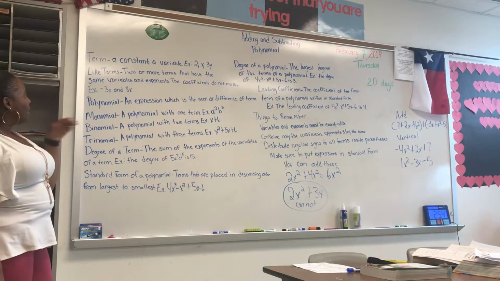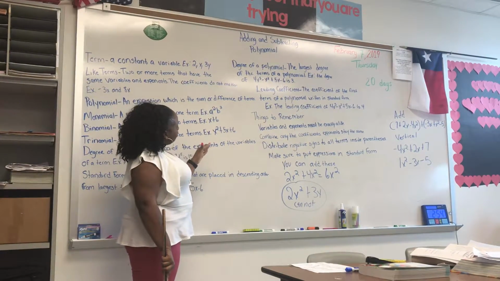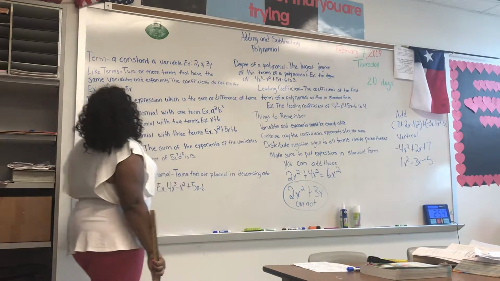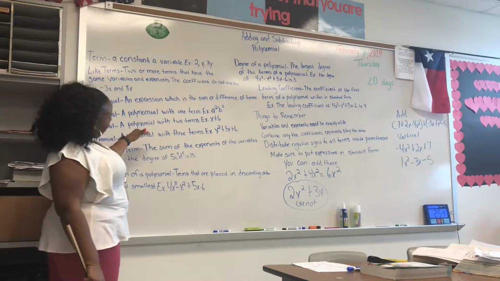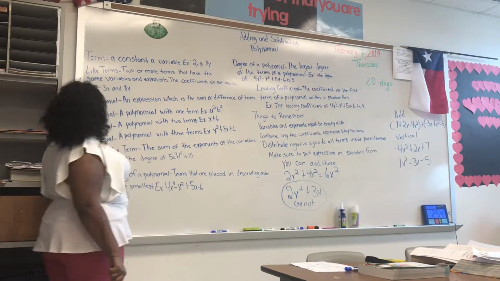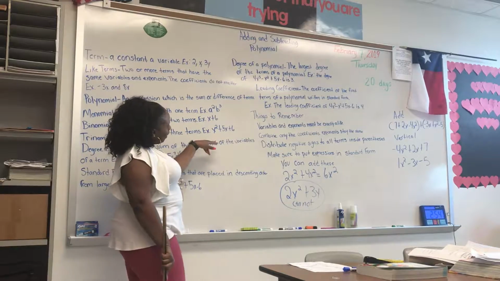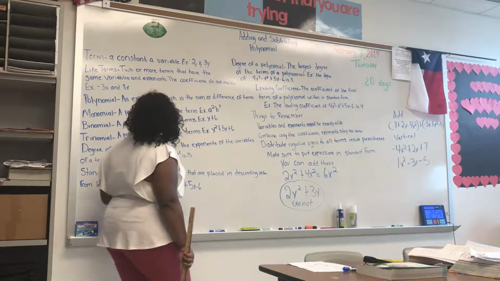A monomial is a polynomial with one term. Example, a squared b cubed. Binomial is a polynomial with two terms. Example, x plus 6. A trinomial, a polynomial with three terms. Example, x squared plus 5x plus 6.